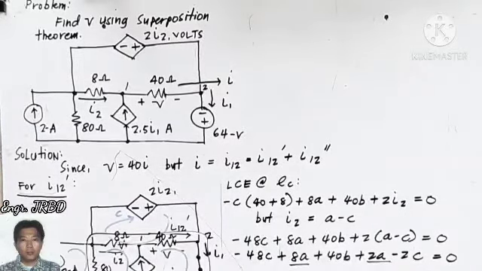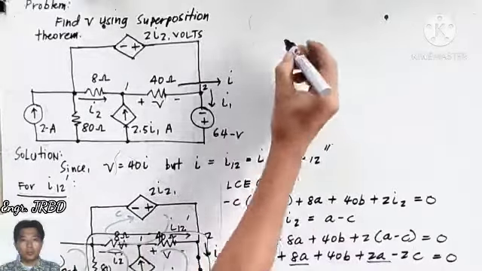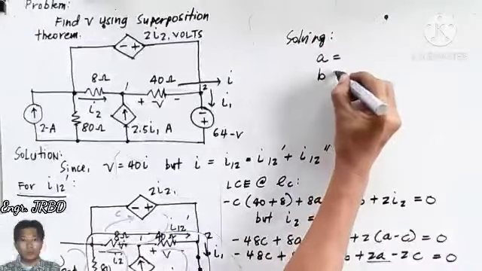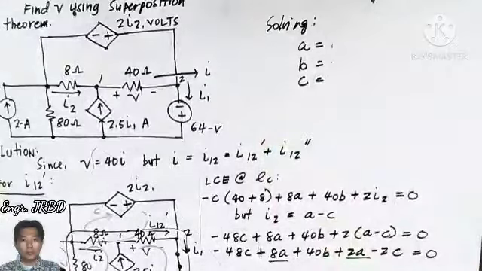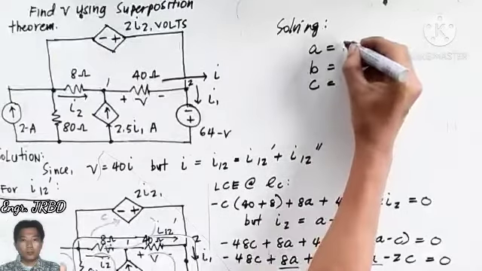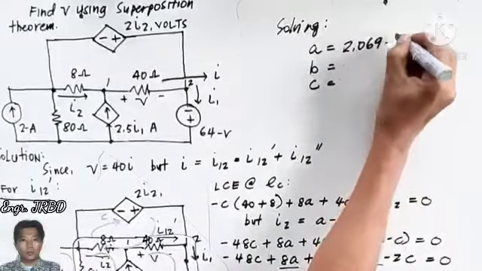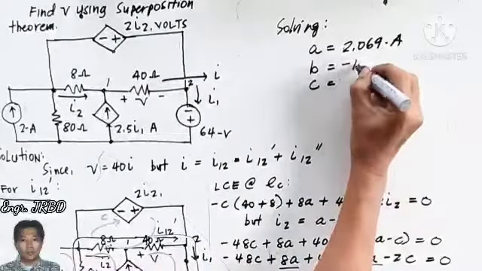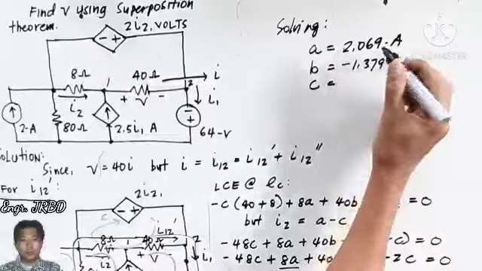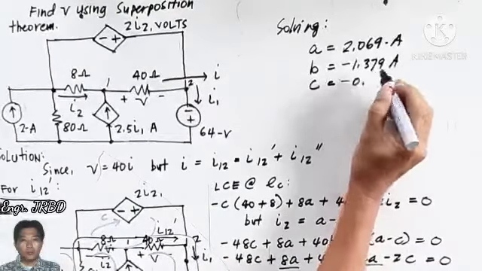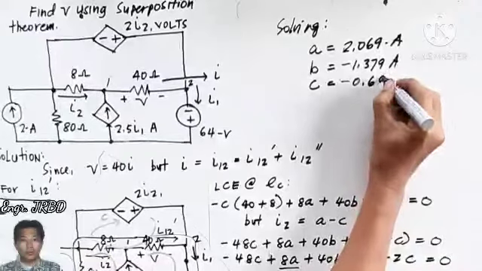Okay? And you can use your calculator to solve for the value of A, B, and C. Solving, what is A, what is B, and what is C? First value is 2.069. And the value of B is negative 1.379. And the value of C is negative 0.690 amperes.